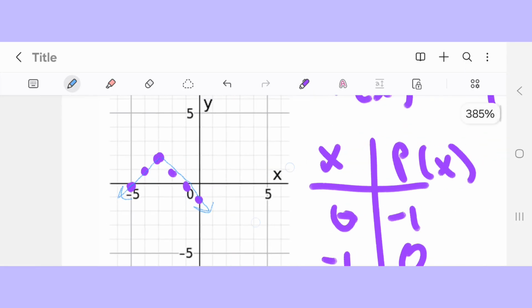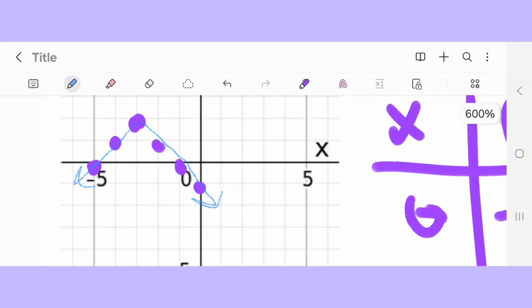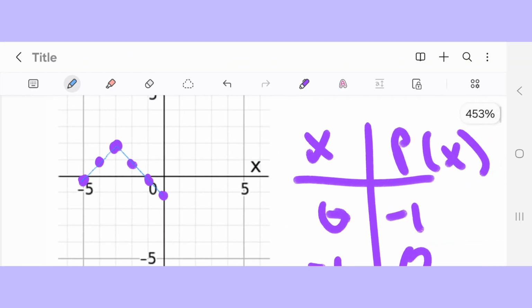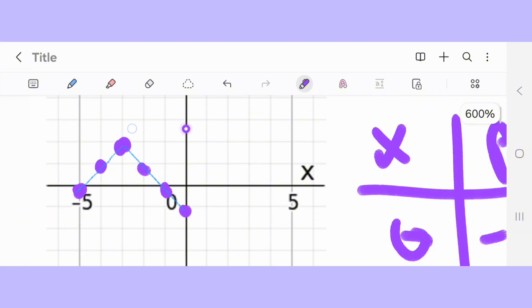Okay, so it should be common knowledge by now that I really can't draw straight lines that well. You know what? Maybe we'll have technology help me. Okay, hey, there we go. So that's the general shape it's going to have.